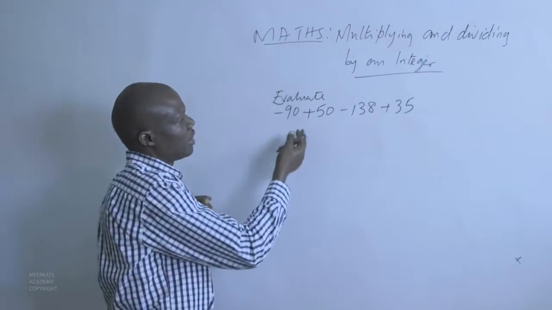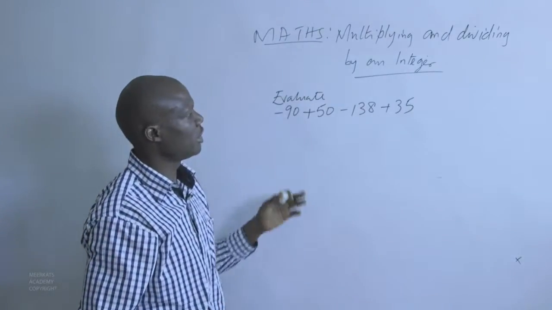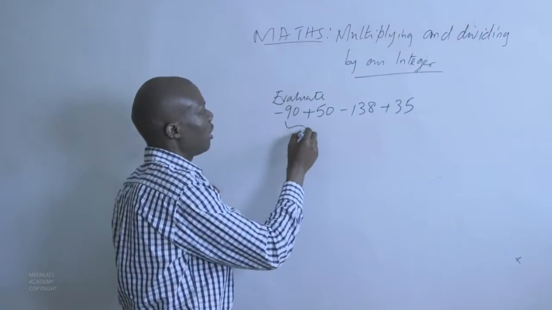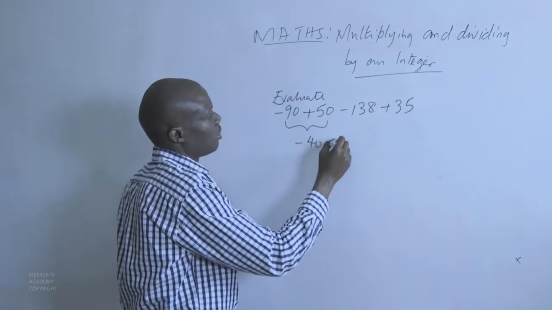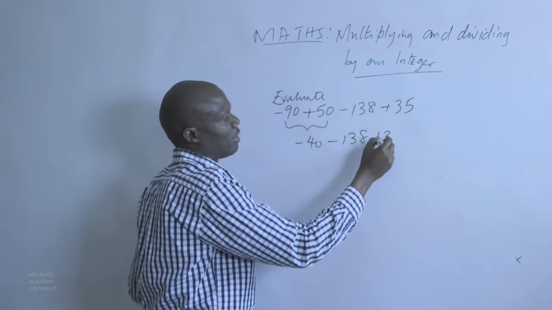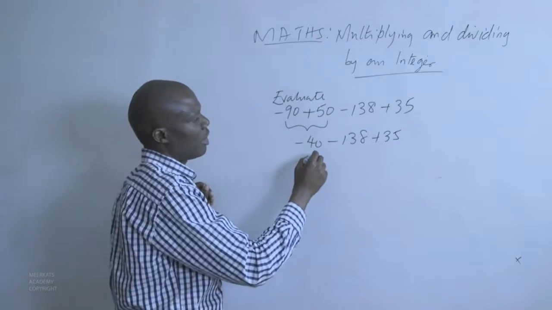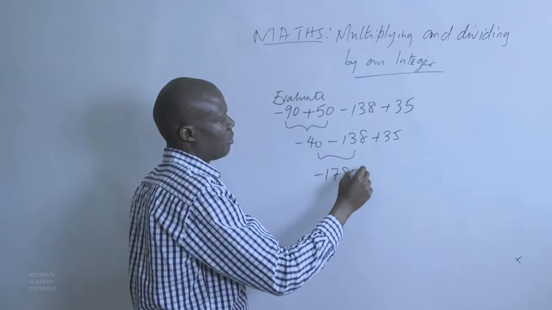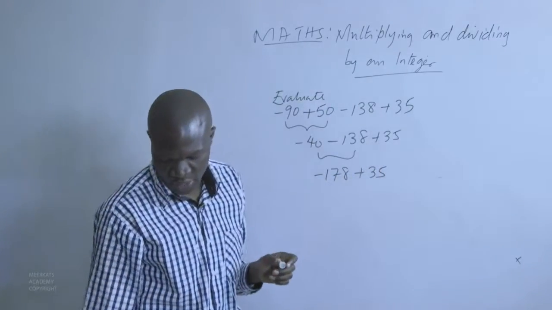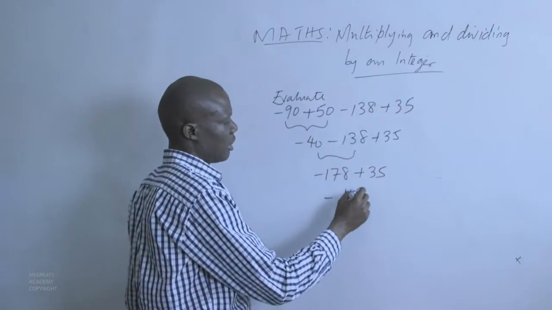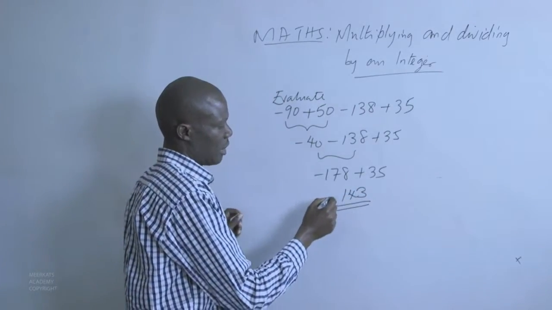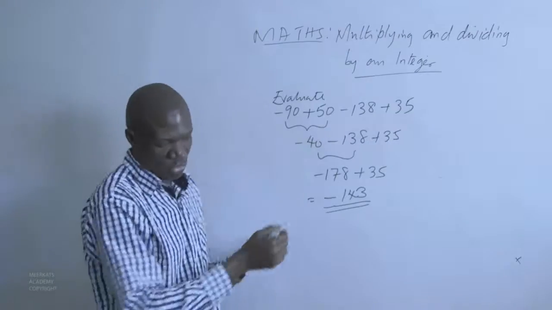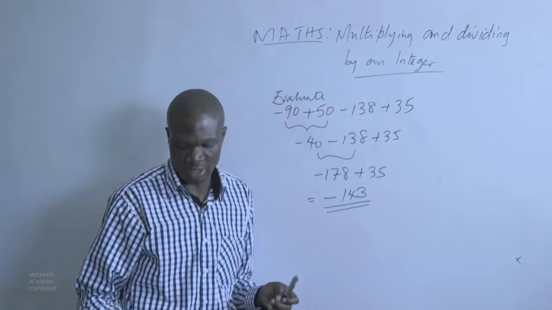So minus 90 plus 50 will give us minus 40, and then we take minus 40 minus 138, which gives minus 178. Then minus 178 plus 35 will give us negative 143. So we've been able to use both positive and negative numbers.